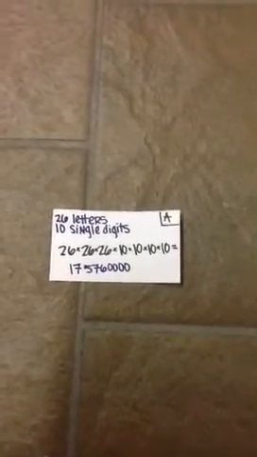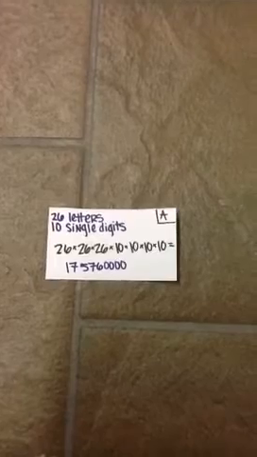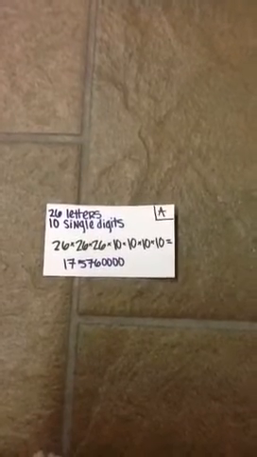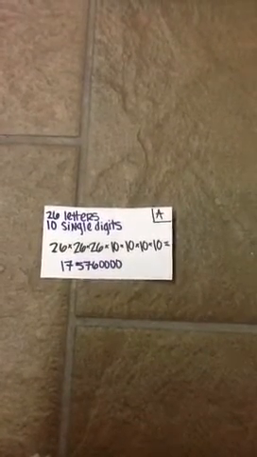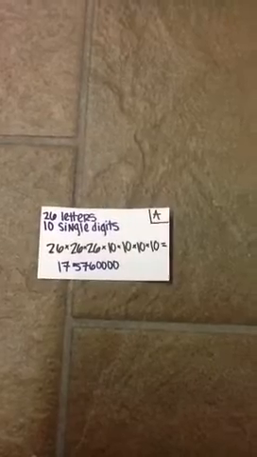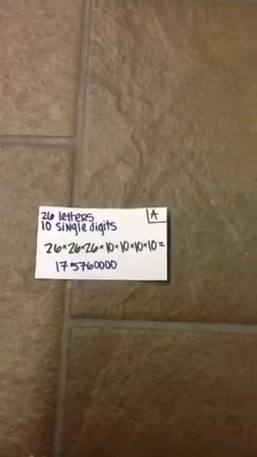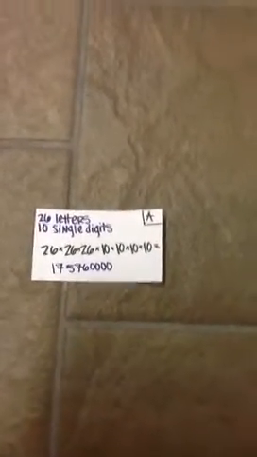So there's 26 letters in the alphabet, and then there's 10 single digits. So if repetitions are allowed, you multiply 26 3 times and 10 4 times, and that equals 175,760,000 possible combinations.